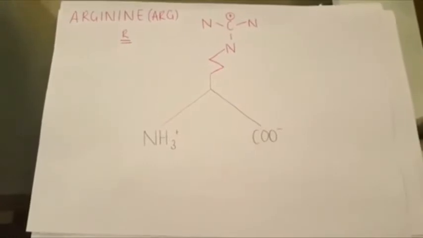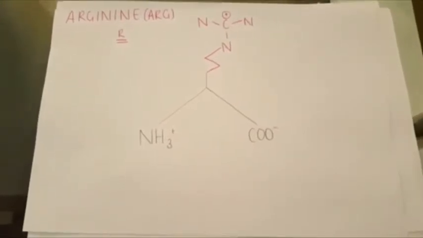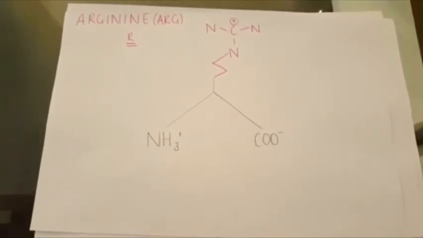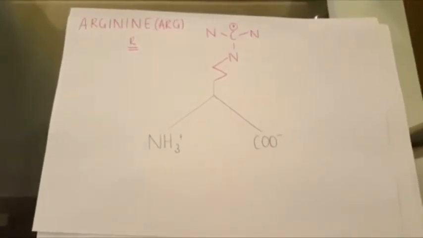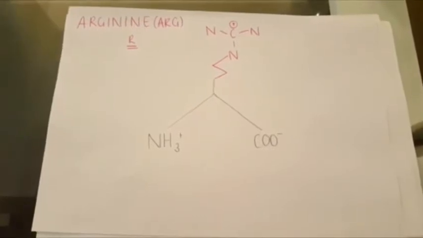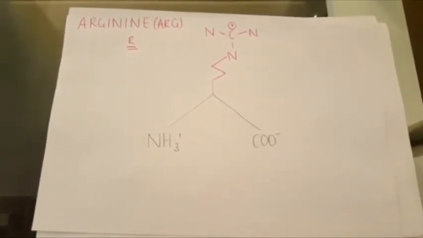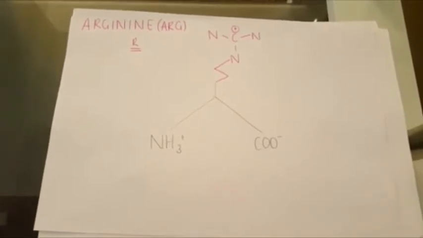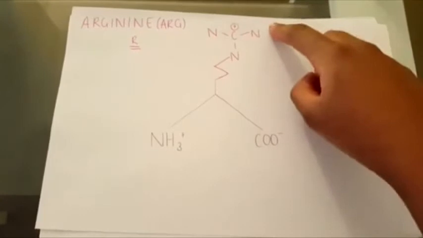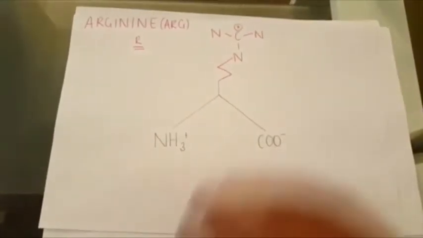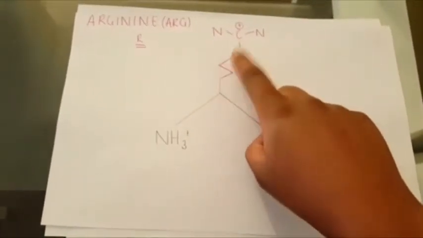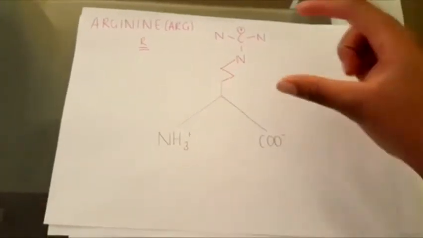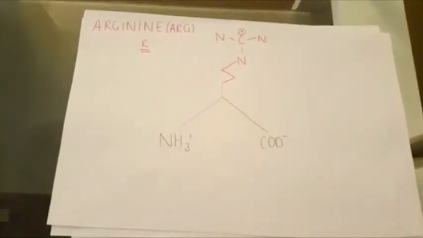This one is arginine, and the 3-letter abbreviation for this is ARG, and the 1-letter abbreviation for this is R. The difference with this one is that it has a guanidinium group, which is that right here, and it has an extra 1, 2, 3. So it has the 2 carbons, then it has the guanidinium group right on top of that.